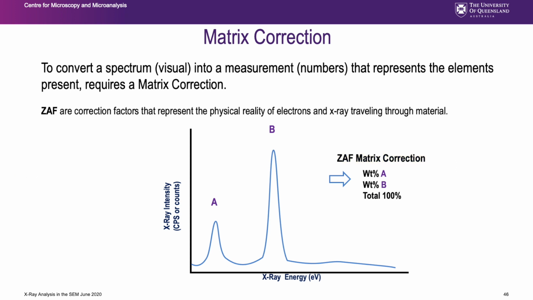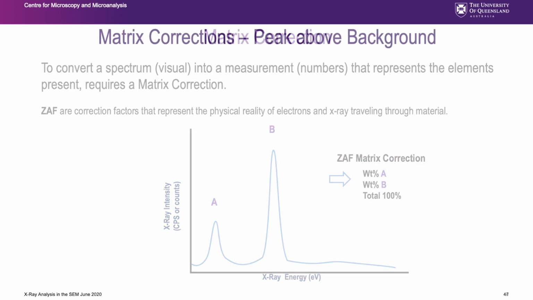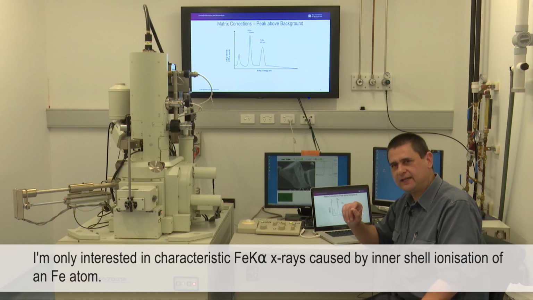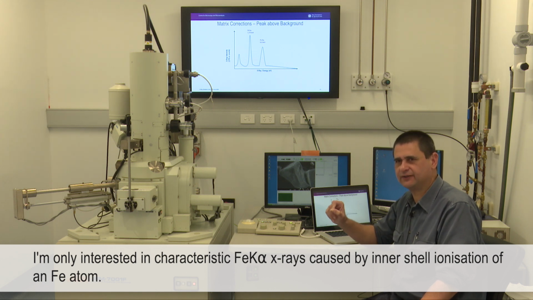The first part of the matrix correction is the background subtraction. You look at that spectrum there. I got iron, I got silicon. If you went to measure the iron peak, you'd measure the peak height there. That's fine. People would say that's how high the iron peak is. But I'm only interested in characteristic iron K-alpha X-rays caused by inner shell ionisation of an iron atom.